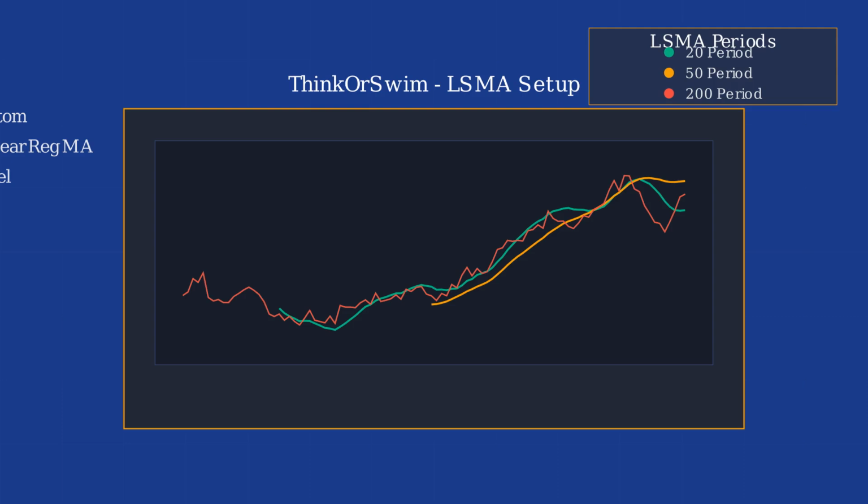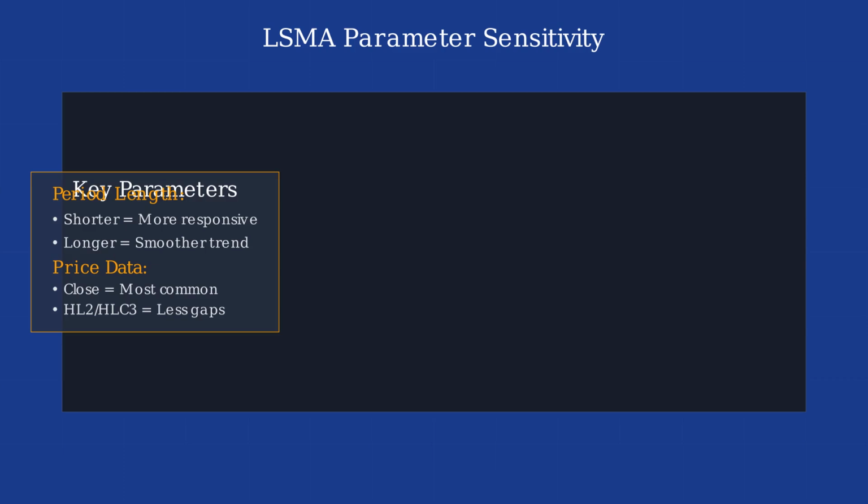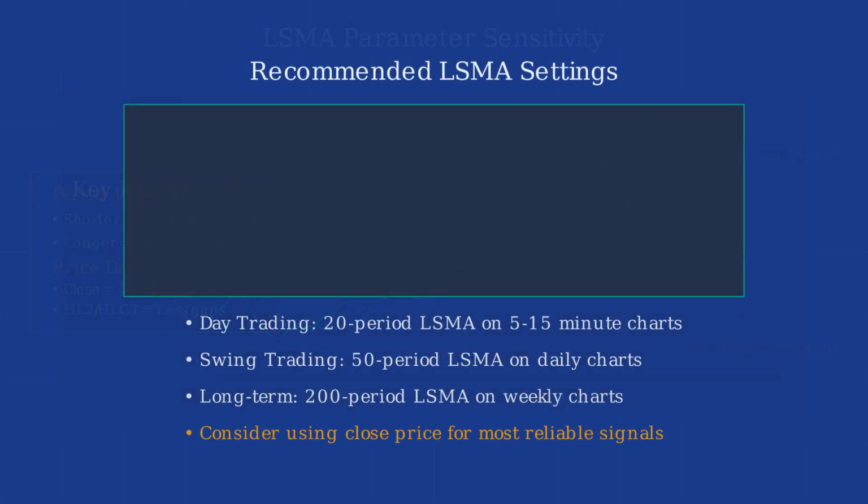long-term market direction. When setting up your LSMA indicator, understanding how the parameters affect sensitivity and reliability is crucial for optimal trading results. A shorter period like 10 creates a very responsive LSMA that closely follows price movements, but may generate more false signals. A longer period like 100 creates a smoother line that identifies major trends, but may lag behind significant price movements. Let's wrap up with some recommended LSMA settings based on your trading style.